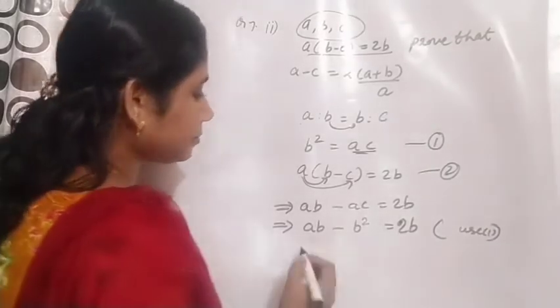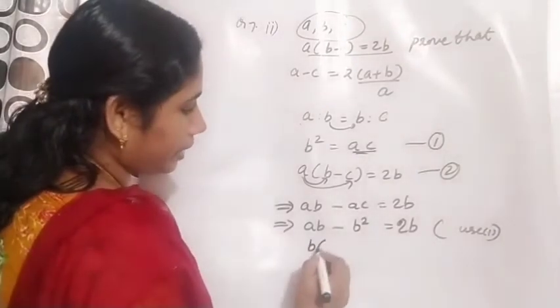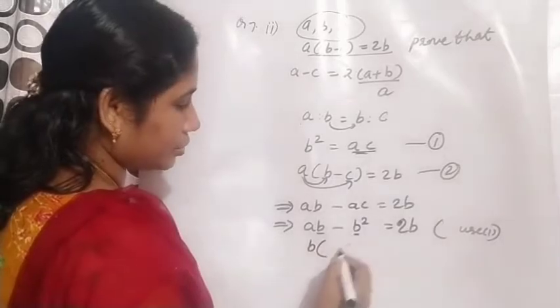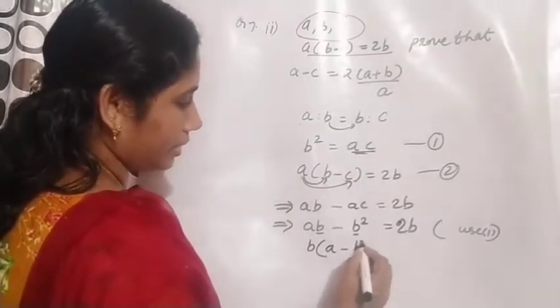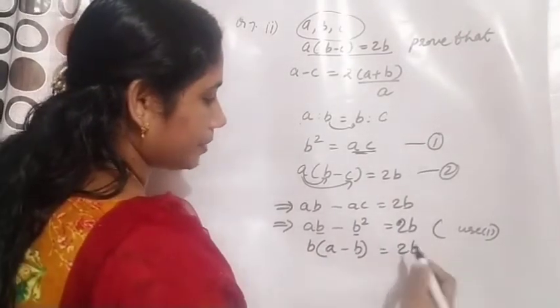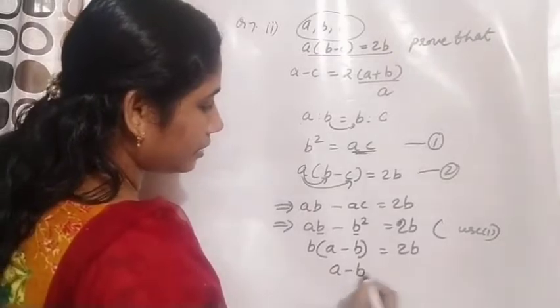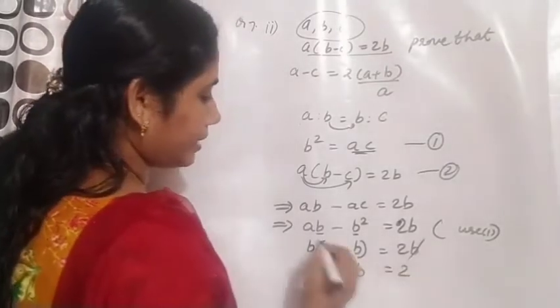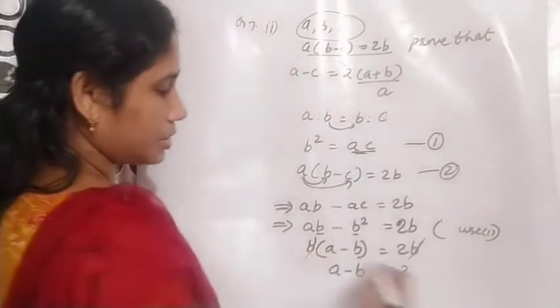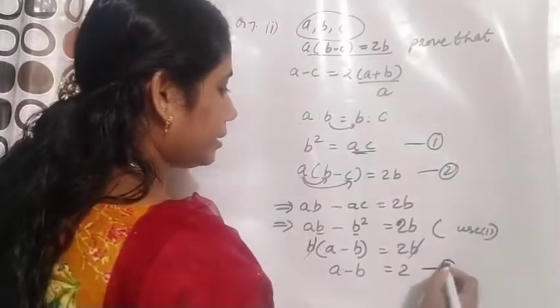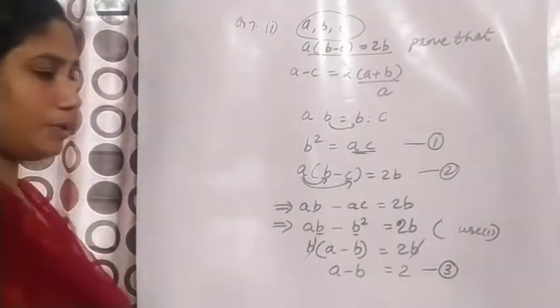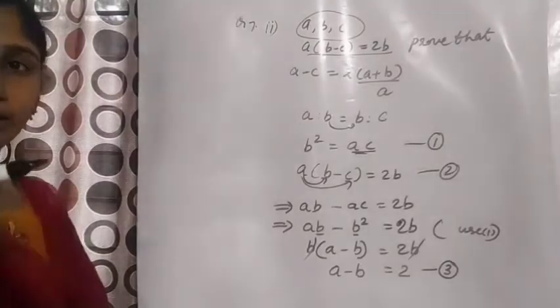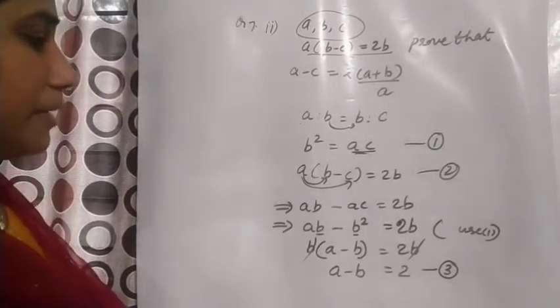Now you can take B outside, the common factor for these two terms. B into (A minus B) equal 2B. So what is A minus B? Yes, it is 2. We can cancel out the B from both sides. So we obtain a third equation, A minus B equal 2. We calculated the value of A minus B as 2.